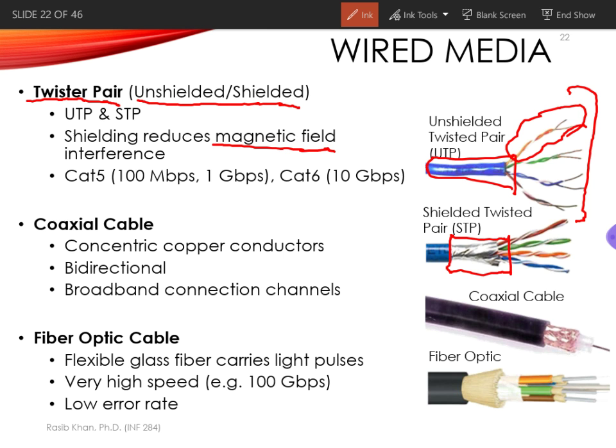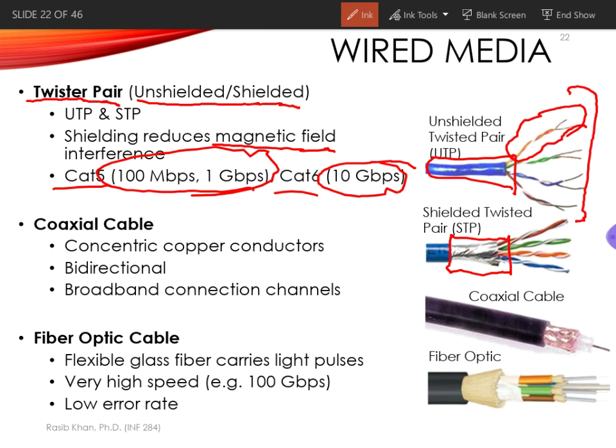So electric signals are interfered with by any form of other electric fields around them because of the magnetic field that is generated from the electric field. And the shielding allows us to reduce that particular interference. So twisted pair cables come generally in 2 forms, Cat5 cables and Cat6 cables, with 2 different capacities. Cat5 cables range between 100 megabits per second to 1 gigabit per second, and Cat6 is the more upgraded version where it can go up to 10 gigabits per second.